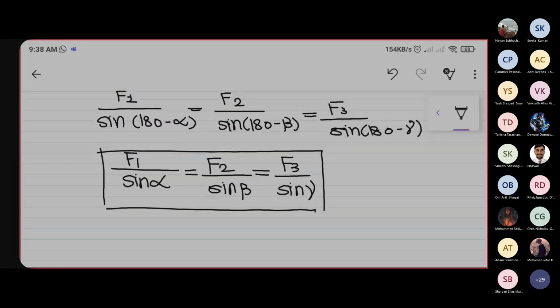So from here what we understand is Lami's theorem we can use when three forces are there, and this is like a shortcut. Only and only when you can use it, the mandatory condition is there should be three concurrent forces, not parallel or something. There should be three concurrent forces.